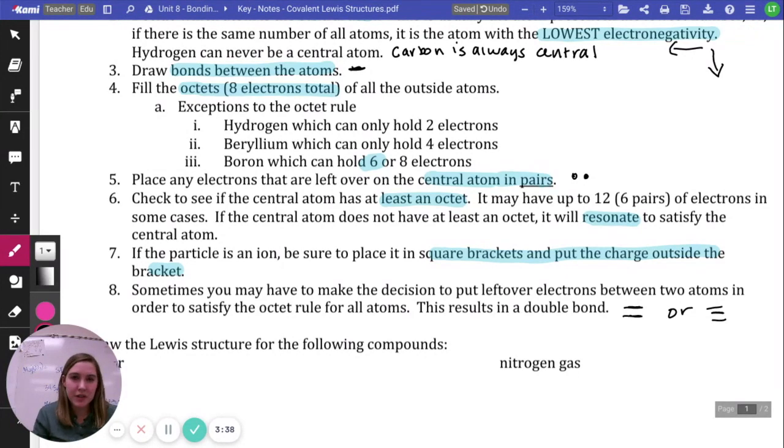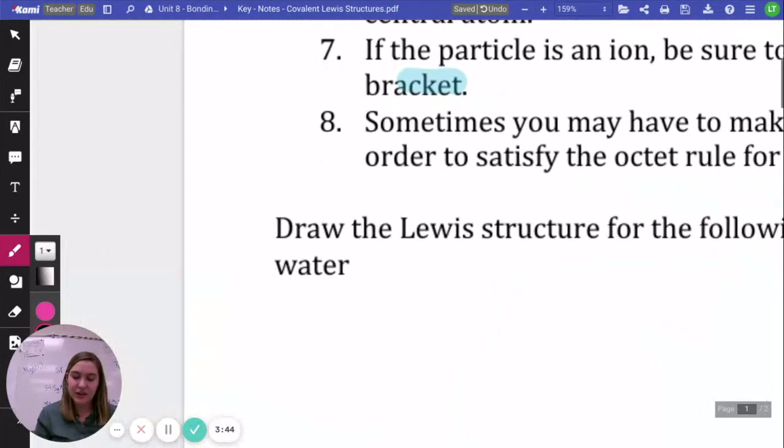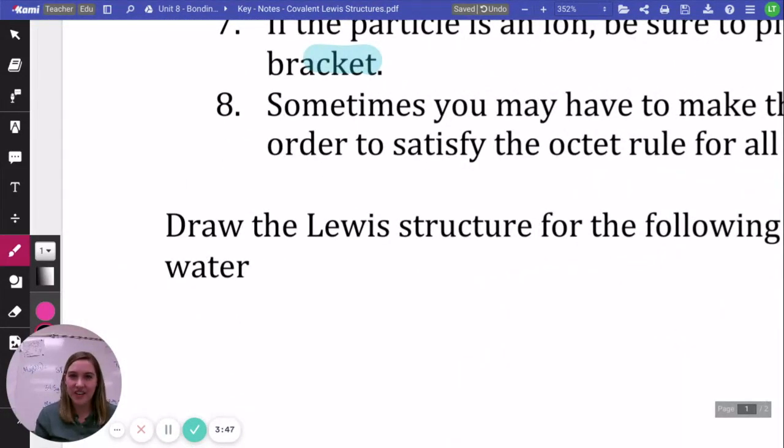Okay, there's a lot of rules here. They're not as complicated as they seem. So let's get started with our first one. So our first one is water. And water's formula is H2O.